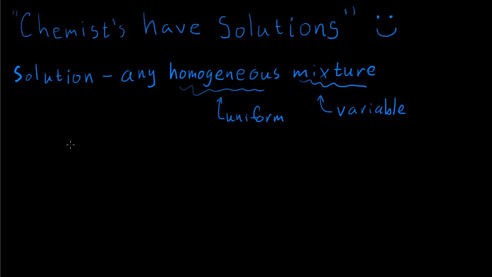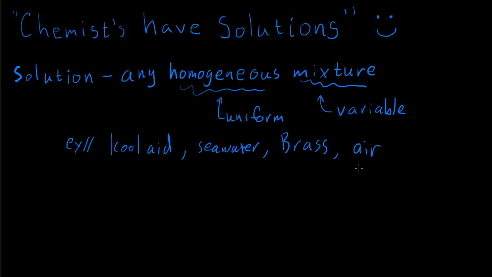So examples of solutions: Kool-Aid, right, is a homogeneous liquid mixture. Seawater, if you omit all the little fish and life forms that might be swimming around in it. Brass. Now brass is a solid. You may not think of it as being a solution, but it in fact is a homogeneous mixture of two metals, copper and zinc. Air is another example of a homogeneous mixture.